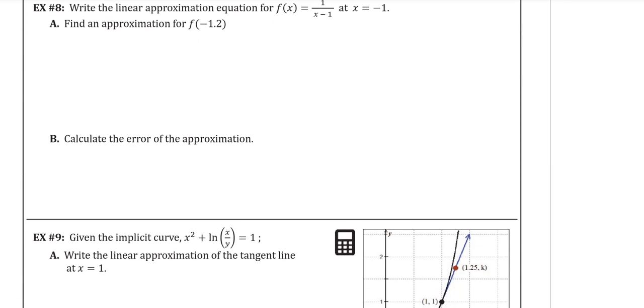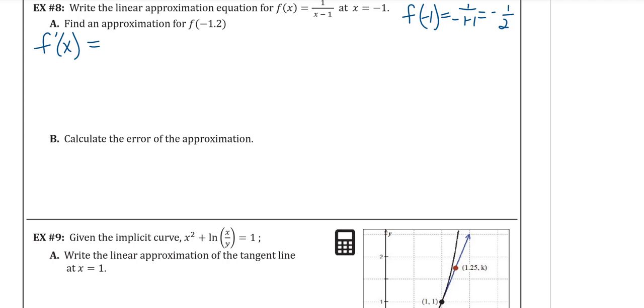Okay, example 8. Write the linear approximation equation for f of x equals 1 over x minus 1 at x equals negative 1. And then we're going to find the approximation at negative 1.2. Okay, so we need the derivative. If you want, I like to do this over here. So f of negative 1 is going to equal 1 over negative 1 minus 1. So it's negative 1/2.